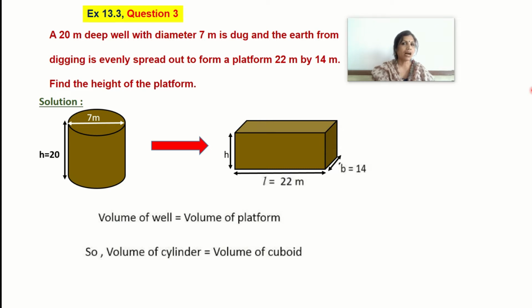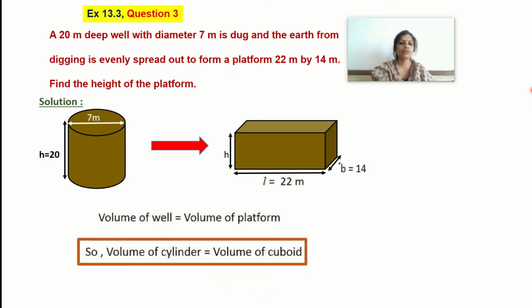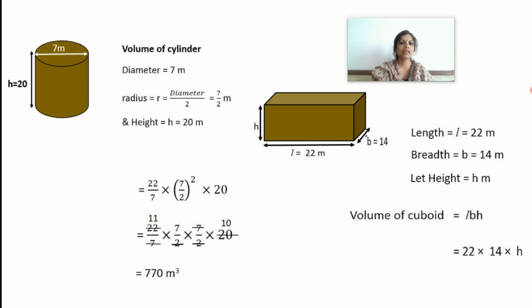So we can make our formula that the volume of the well and the volume of the platform is same. Well is cylindrical in shape, platform is cuboidal in shape. So volume of well is equal to volume of cuboid. So let's calculate the volumes one by one. Let's first calculate volume of cylinder. So to calculate volume of cylinder, we need radius of cylinder. We are given the diameter as 7 meter. So radius is equal to 7 upon 2 meter. We are also given the height of the cylinder, that is 20 meter.